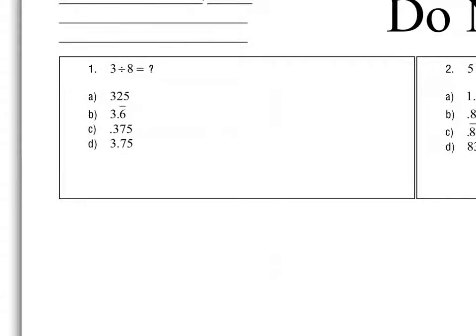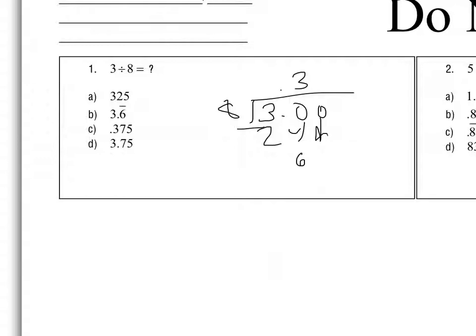Okay, looking at the do now today, we have 3 divided by 8. That means the 3, if we're thinking about this long division, goes in the house. 3 divided by 8, 3 is 0.0. 8 goes in 3 times, gives me 24. Subtraction gives me 6. This is going to go in 1, 2, 3, 4, 5, 6, 7 times is 56.